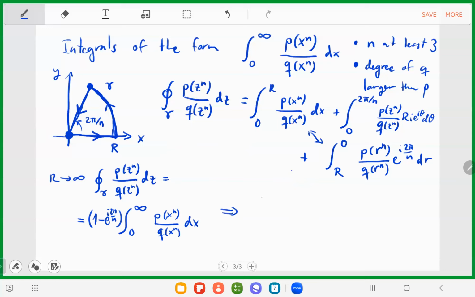So from this, we will get that the integral from 0 to infinity of the function that we have at the beginning will be the complex number 1 divided by 1 minus the exponential of i 2 pi over n, multiplying the contour integral. Okay, but the contour integral is just the sum of the, never forget the 2 pi i. It will be 2 pi i times the sum of the residues.